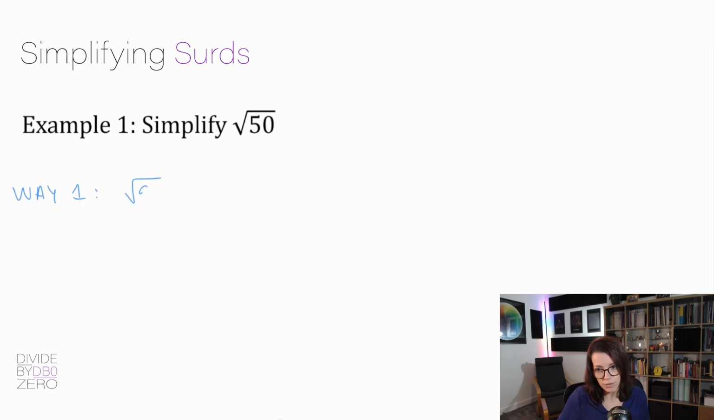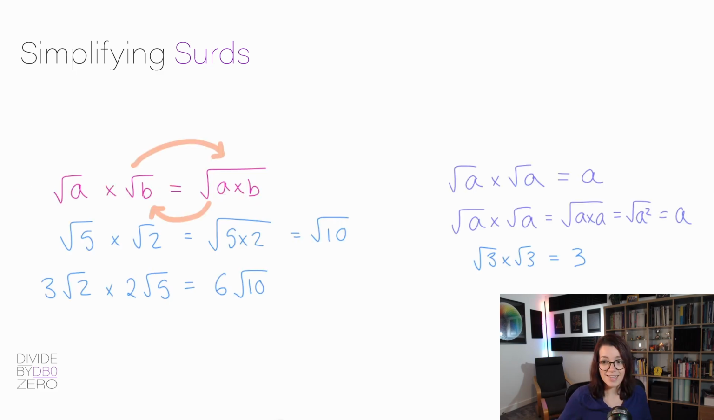Way 1, we write root 50 and we think of any 2 numbers that multiply to make 50. So for example, root 50 can be split into root 5 times root 10. Now, remember I said earlier that the rules work both ways? This is an example of that multiplying rule working backwards. So we're splitting the 50 down into 2 smaller numbers.